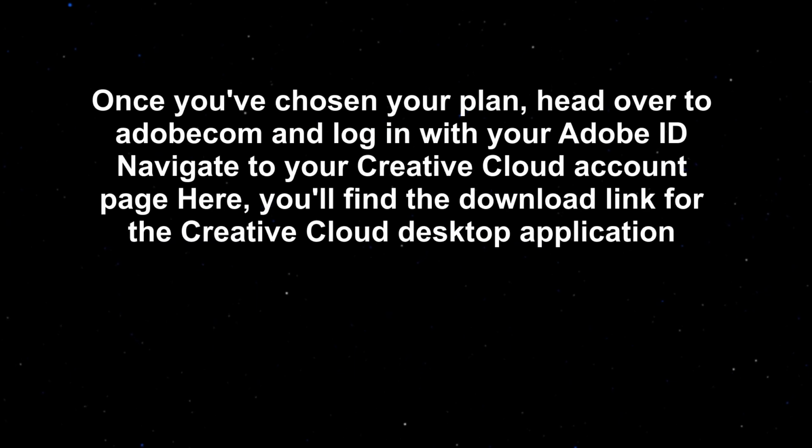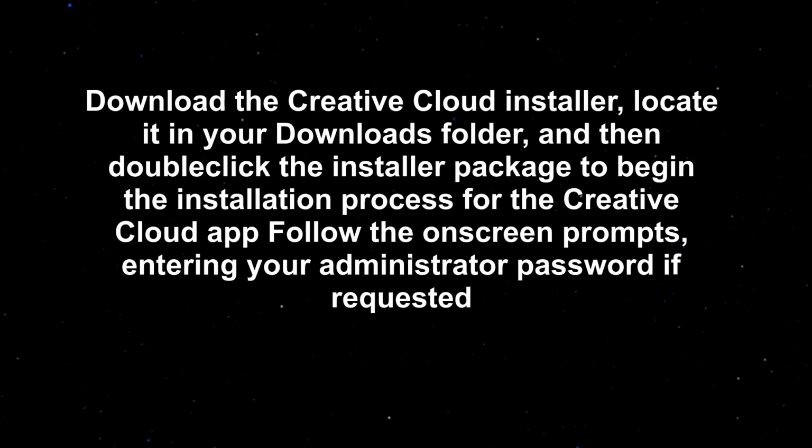Once you've chosen your plan, head over to Adobe.com and log in with your Adobe ID. Navigate to your Creative Cloud account page. Here, you'll find the download link for the Creative Cloud desktop application. Download the Creative Cloud installer, located in your Downloads folder, and then double-click the installer package to begin the installation process for the Creative Cloud app. Follow the on-screen prompts, entering your administrator password if requested.